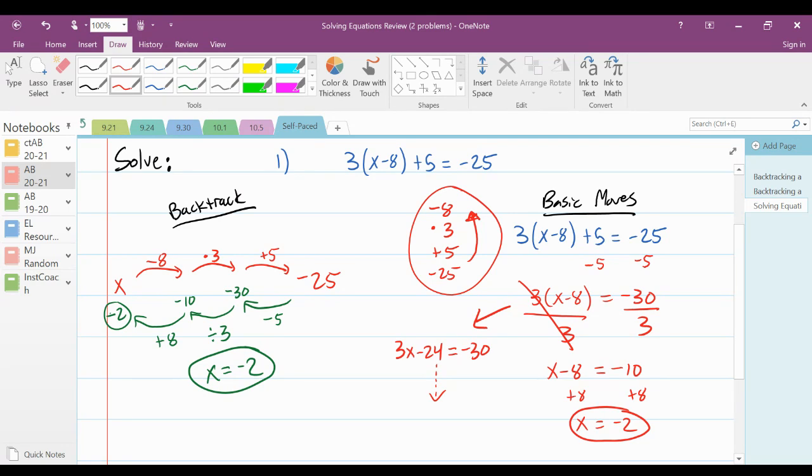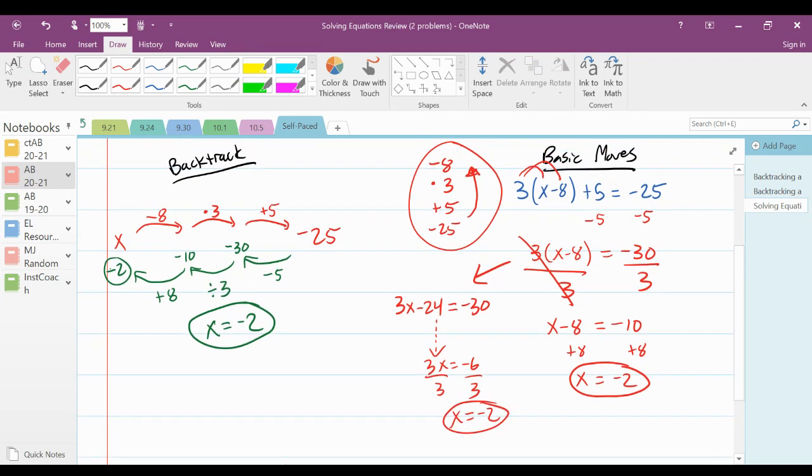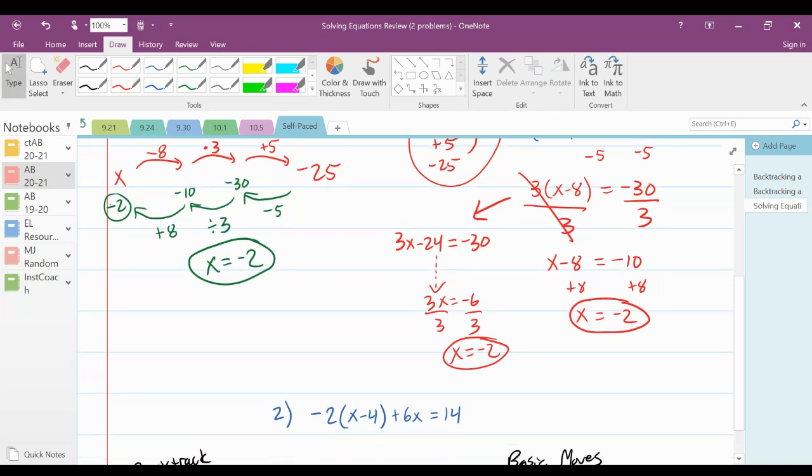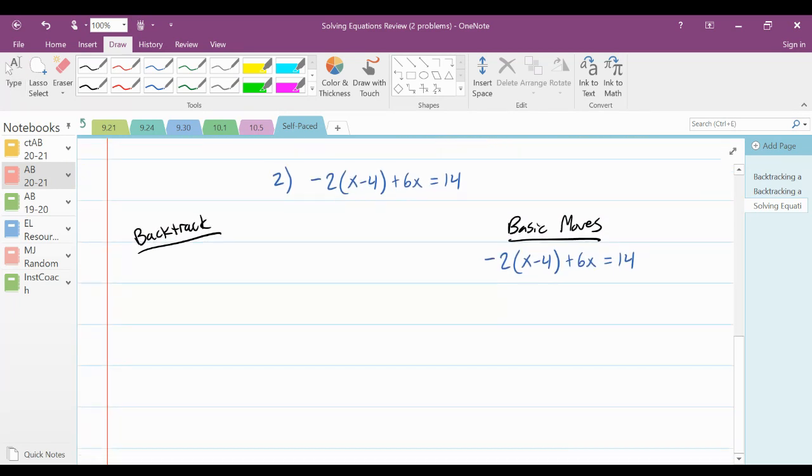Had I gone the other route, and maybe even from the beginning distributed and combined my like terms, I would still get 3x equaling negative 6, divide both sides by 3, and x would be negative 2. So no matter how I do this, basic moves, backtracking, or basic moves with different steps, I get that x is negative 2. All right, here is the second equation. Go ahead and pause and copy this down.